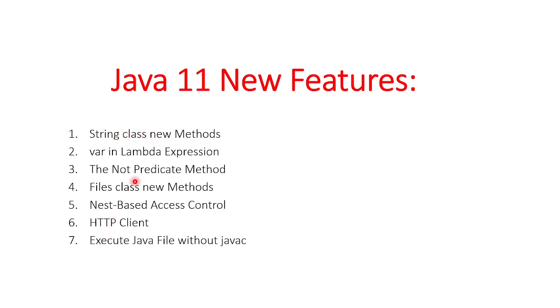So, these are the new features added in Java 11. Some new methods in the String class, and they have introduced var in lambda expressions itself, and there is a not method in Predicate, and they have improved file handling and nest-based access control, that is accessing private data members, and HTTP client, and also they can execute Java without compiling the Java code. Without compiling they can execute it. All these features we will explain one by one.